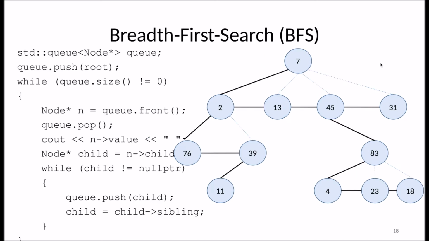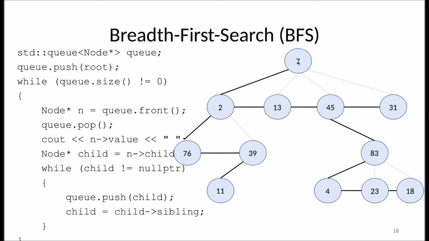Let's see how this is implemented. Now, for the implementation, I use a data structure where a node has 2 pointers. It has a pointer to the very first child node, and it has a pointer to its sibling. The dashed lines here is just the conceptual tree. The black lines are the pointers.